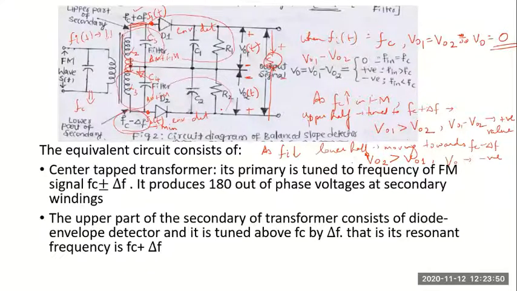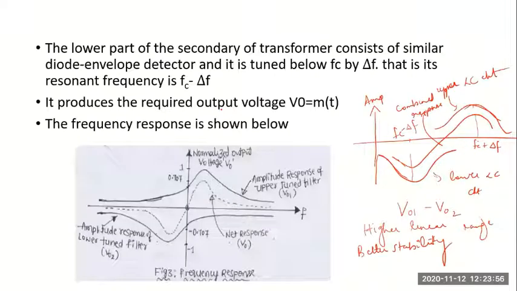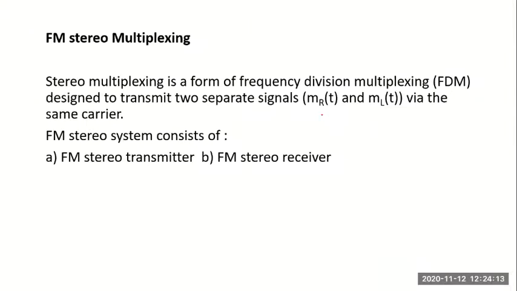Every time they ask you to write down the circuit of this balanced discriminator and explain its working along with the frequency response. So this frequency response characteristic also you should be able to draw correctly. Is this okay? Any doubts with this?